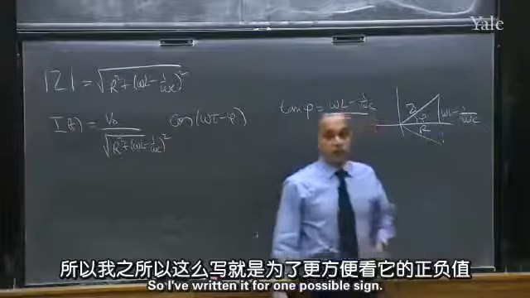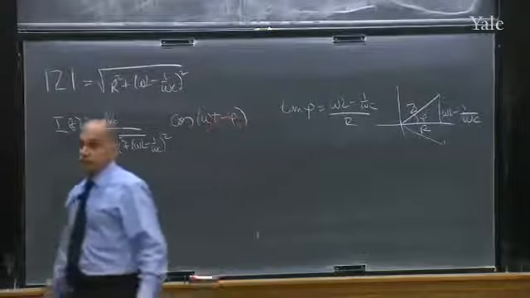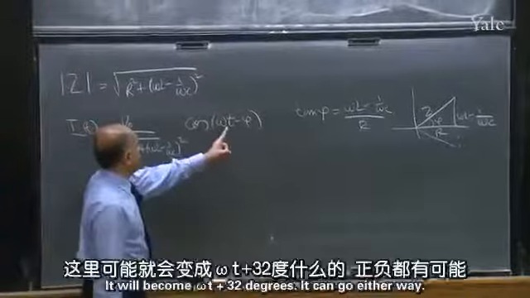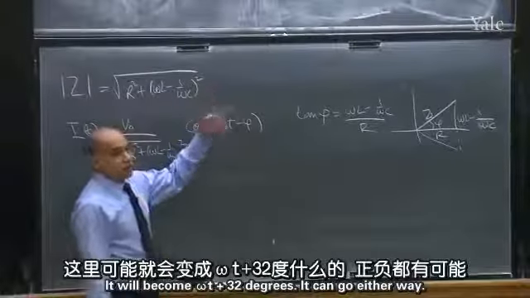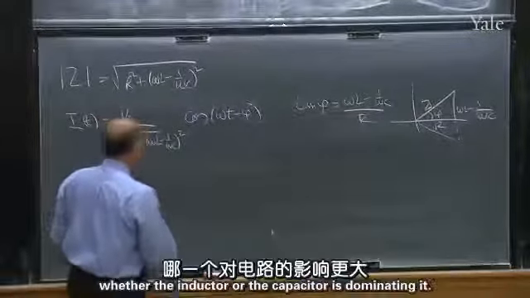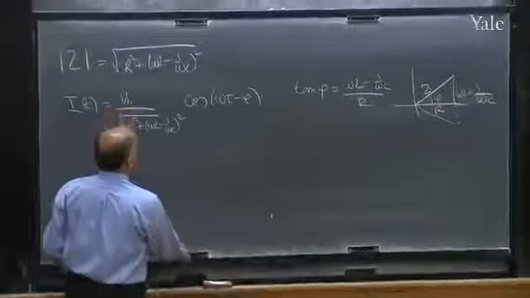So I've written it for one possible sign. If that flips sign, the phi itself will change sign. It will become omega t plus 32 degrees. So it can go either way, depending on who is dominating it, whether the inductor or the capacitor is dominating it.